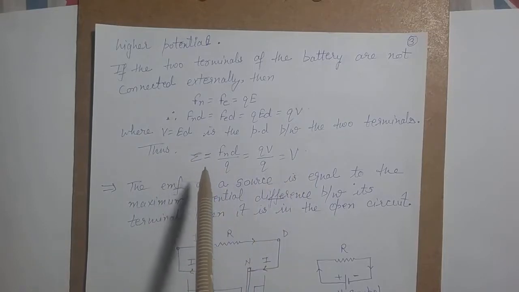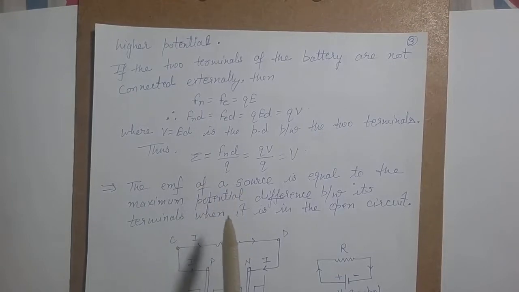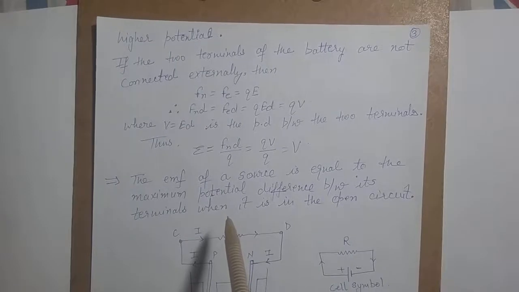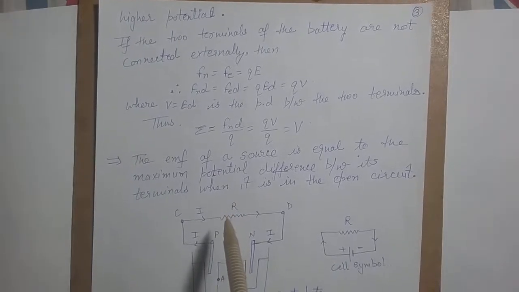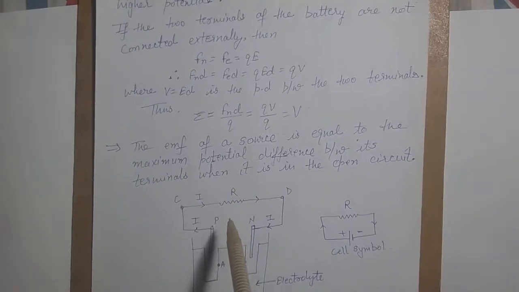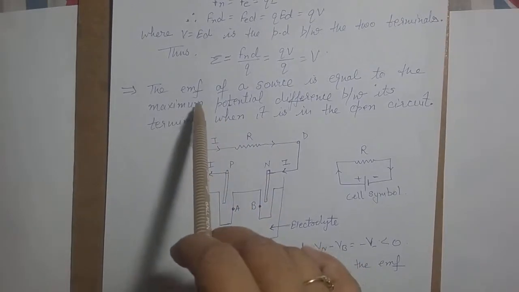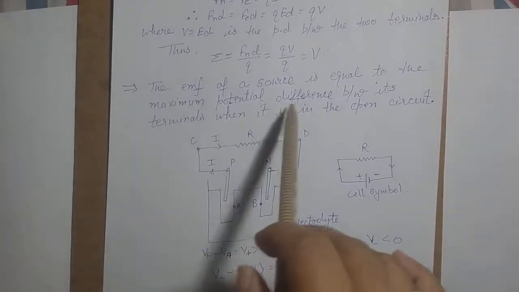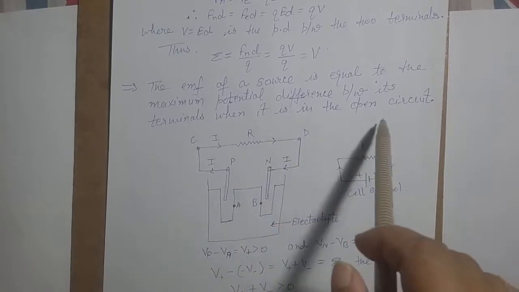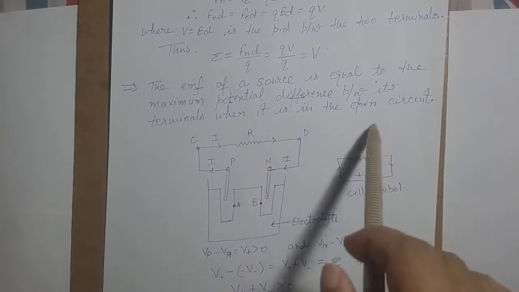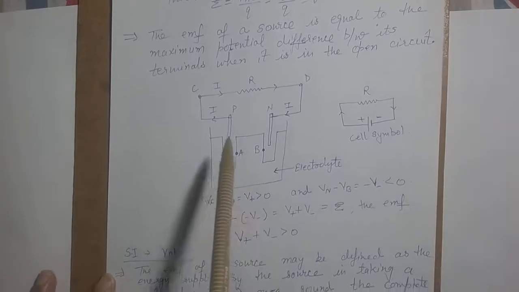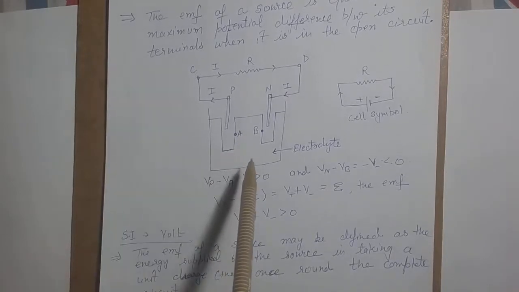Why is it so? Because the conducting wire is now drawing some current out of that. It needs some potential in order to maintain the current flow in the circuit. That's why EMF is the maximum potential difference in open circuit. Remember this thing always. Now let us consider a case of an electrolyte.